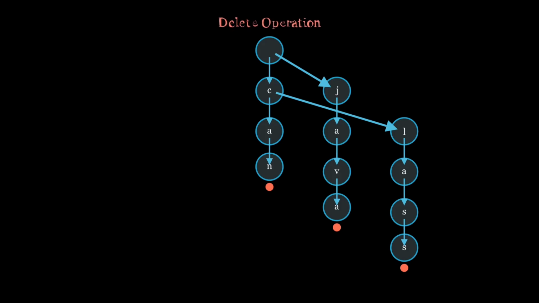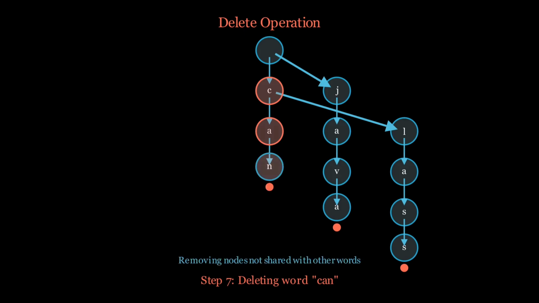Finally, let's see how we can delete a word from the trie. We will delete the word can. First we identify the path and remove the end marker. Then working backwards, we remove the nodes that aren't shared with other words. And we keep the node C because it is still needed for the word class.